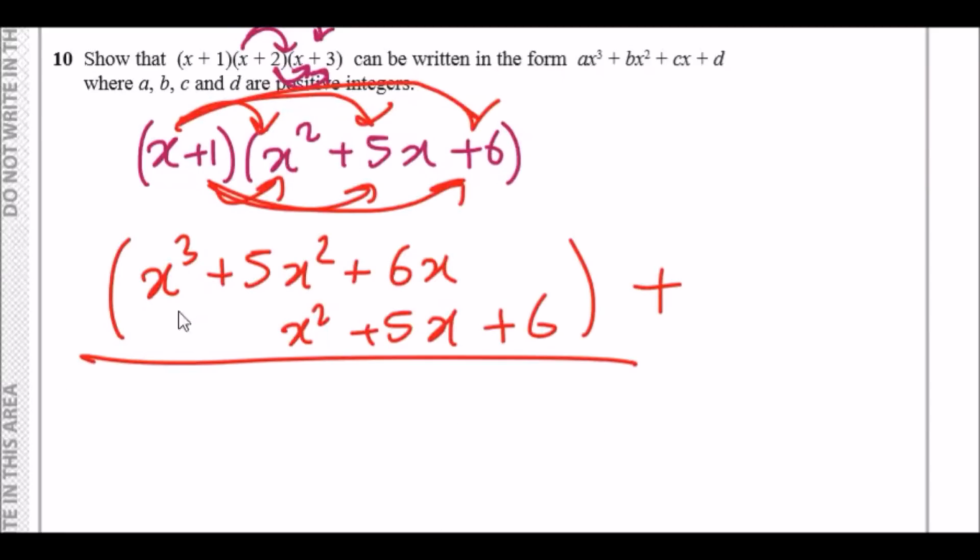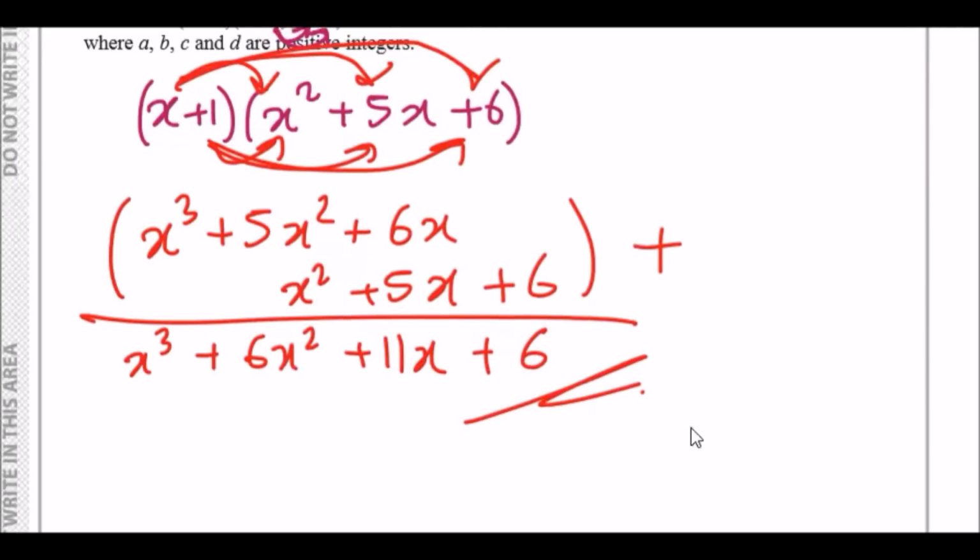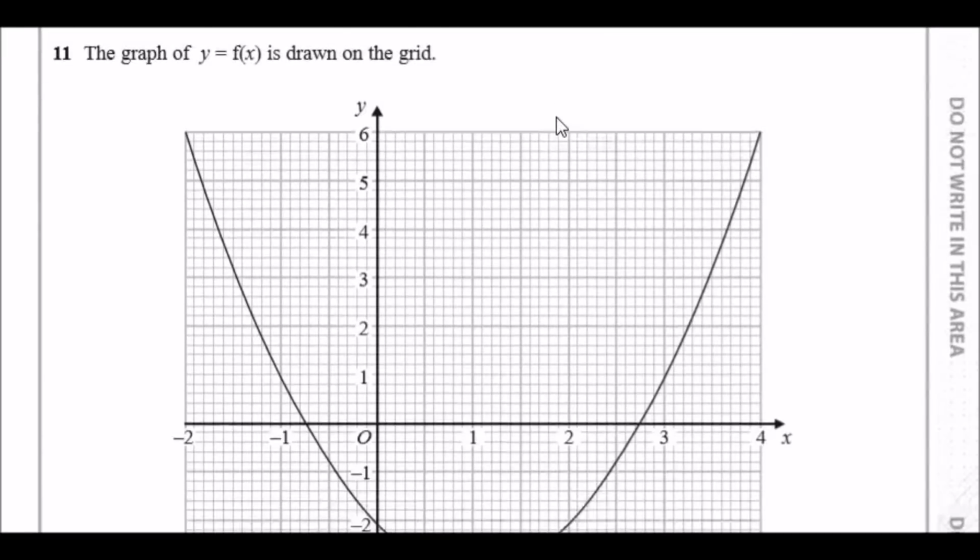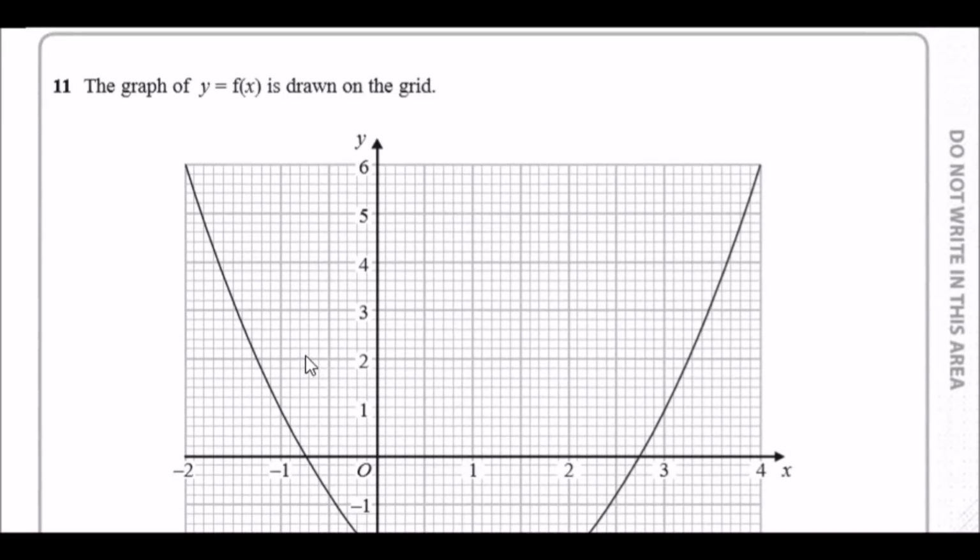So you got x cubed makes x cubed. 5x squared and x squared makes 6x squared. 6x and 5x is 11x. And we got 6. And that is your final answer. So easy, really. Whew. So we're at number 11 now.